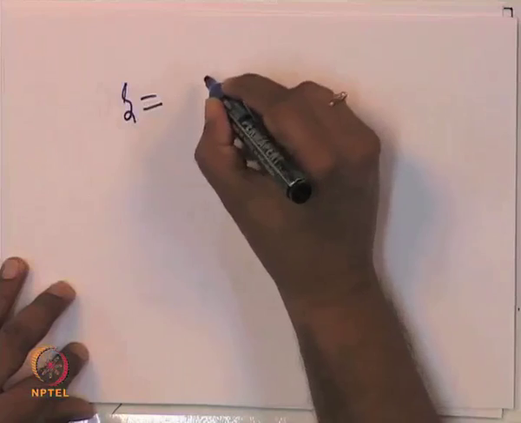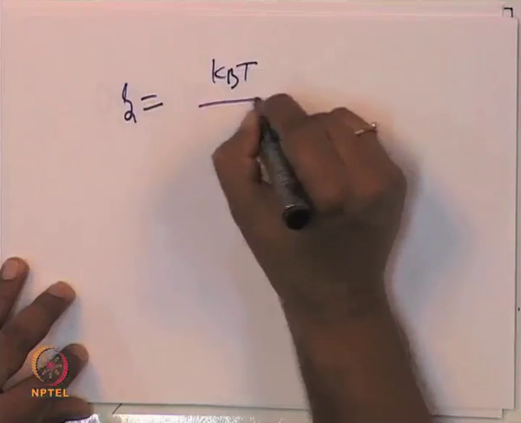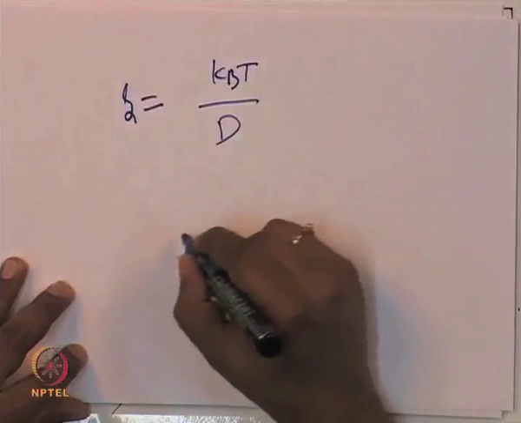So, now let us convert this and calculate the viscous drag. The viscous drag zeta is basically k B T by D. Now, what is k B T?